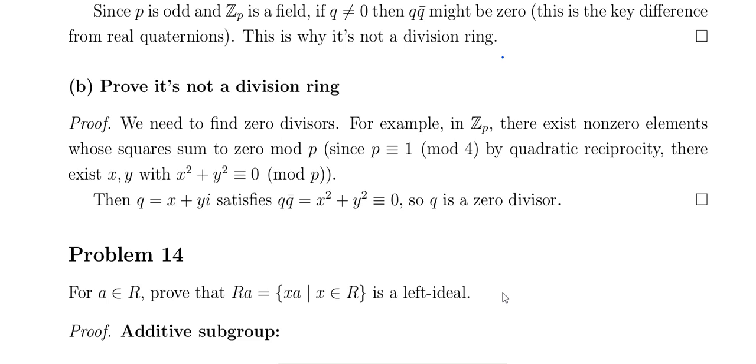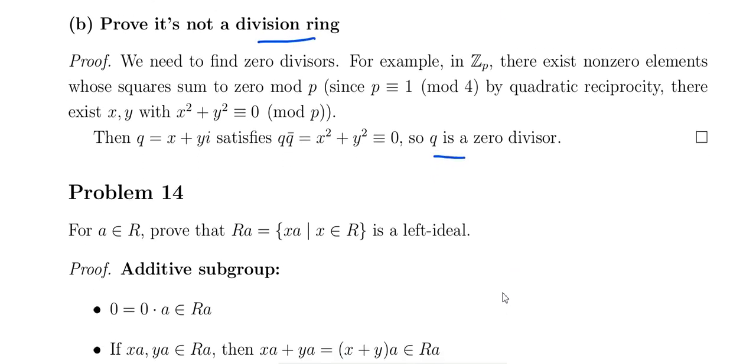So Q equal to x plus iy and Q bar, and Q times Q bar is x square plus y square. This should be equal to 0, which implies Q is a zero divisor. So therefore, this quaternion ring over Z_p is not a division ring. It's not a division ring.